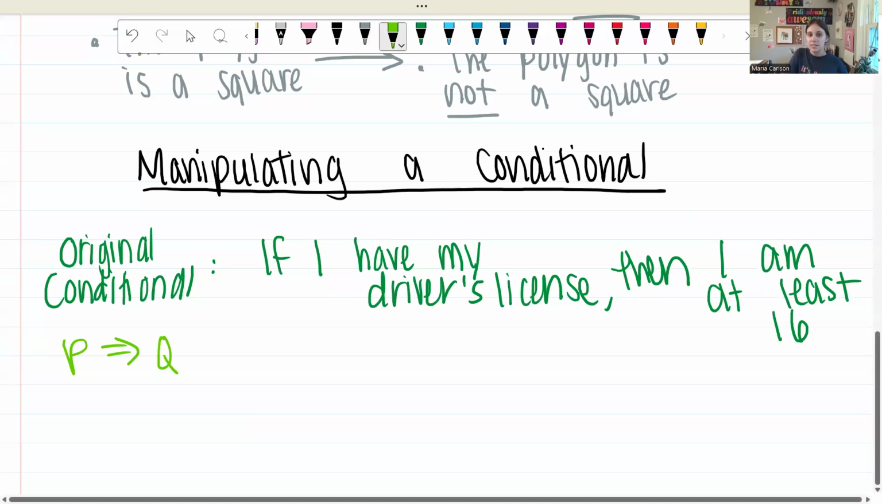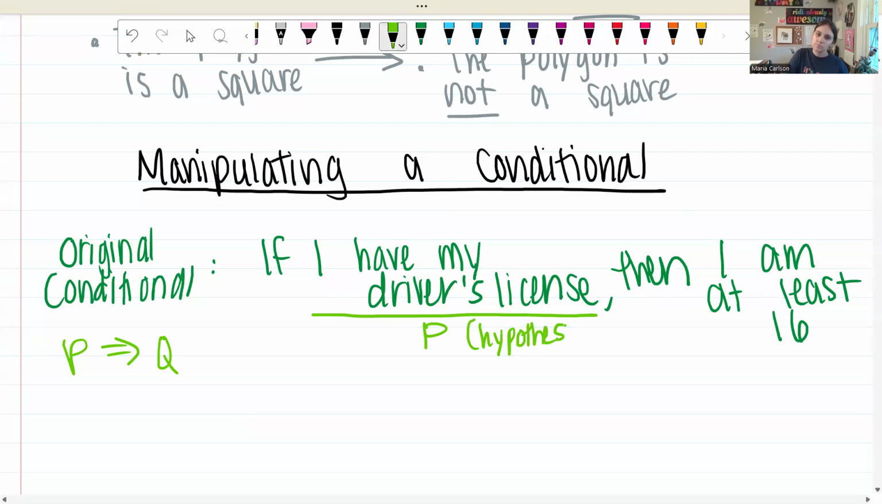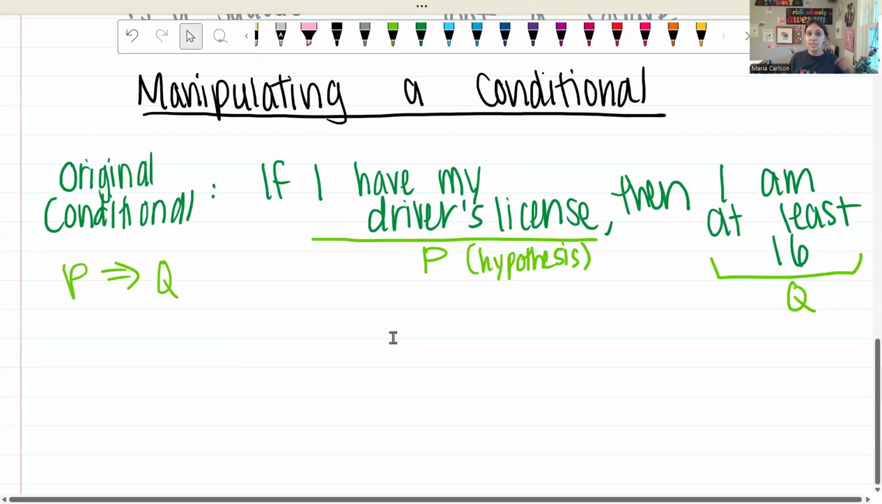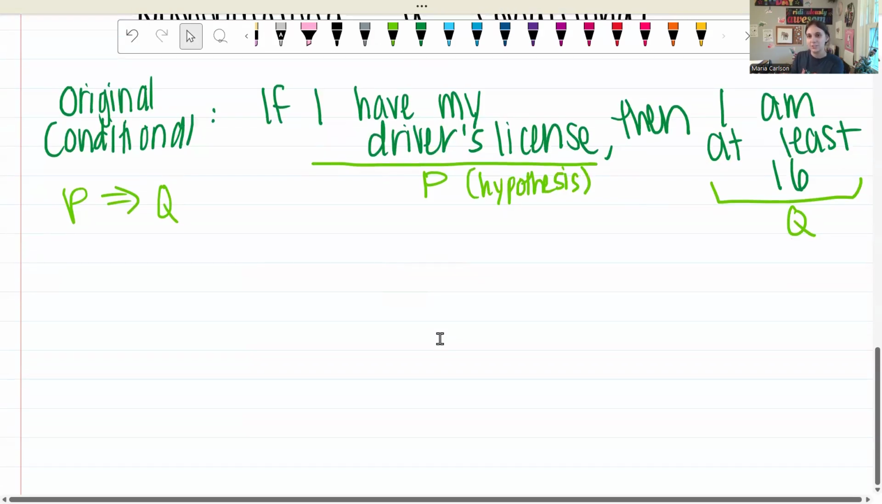P is, I have my driver's license. That is our hypothesis. Q is, I am at least 16. So altogether, this conditional statement says, if I have my driver's license, that implies that I am at least 16 years old. We can change this up in different ways.